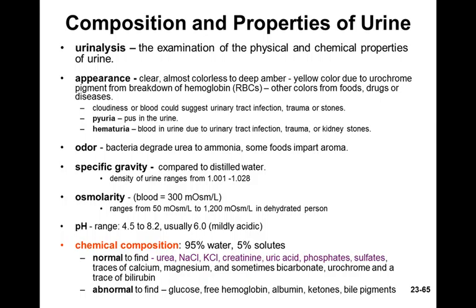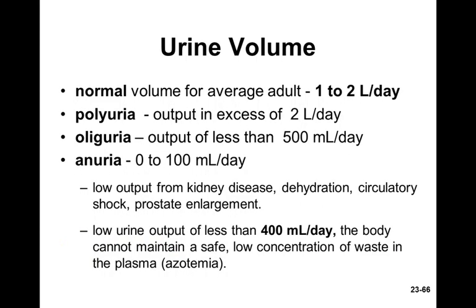And then it gives you a list of things that are abnormal to find: glucose, hemoglobin, which is protein, albumin, which is protein, ketone, bile pigments. These are things that are supposed to be reabsorbed by the kidney, and if they're in the urine, it does indicate there's some problem, either trauma or infection in the kidney.